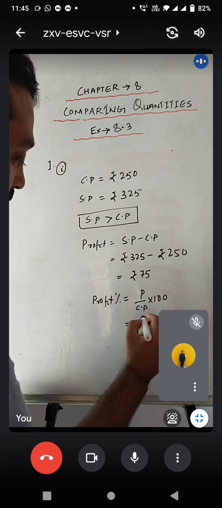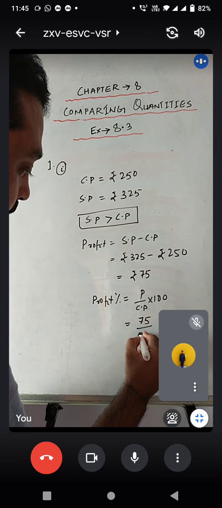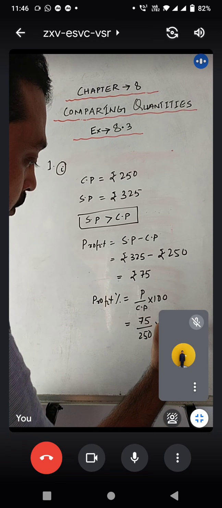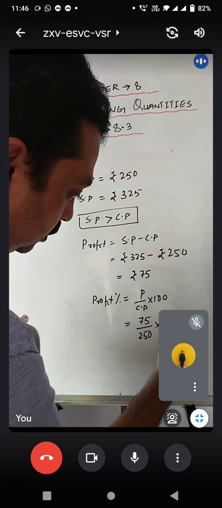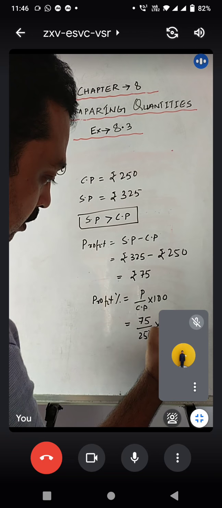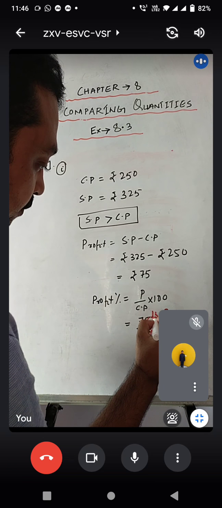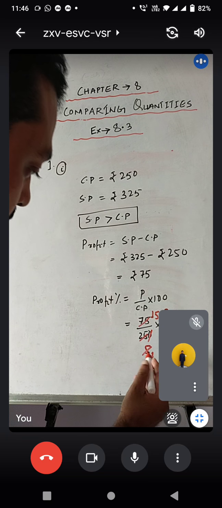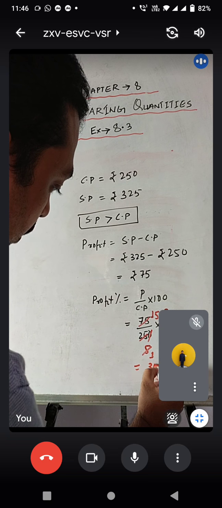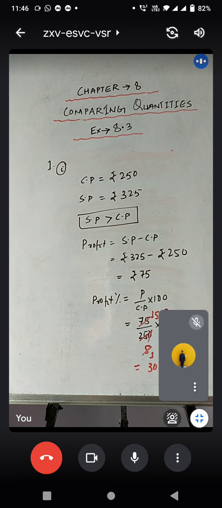Profit is 75 and CP is 250, into 100. Now we can go for reduction. We have to reduce these two zeros. 5 2s are 10, 5 5s are 25, 5 1s are 5, 15 30s, isn't it? So your profit percent is 30%. So this is the solution of sum number 1 of question number 1.